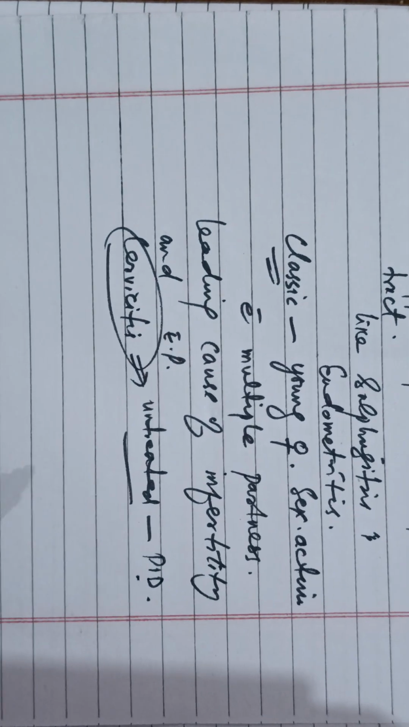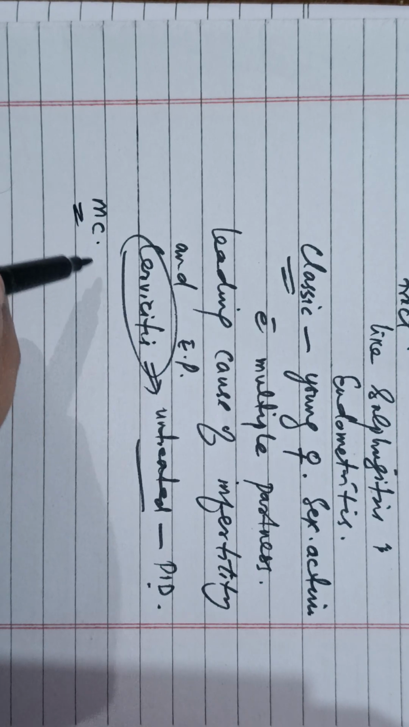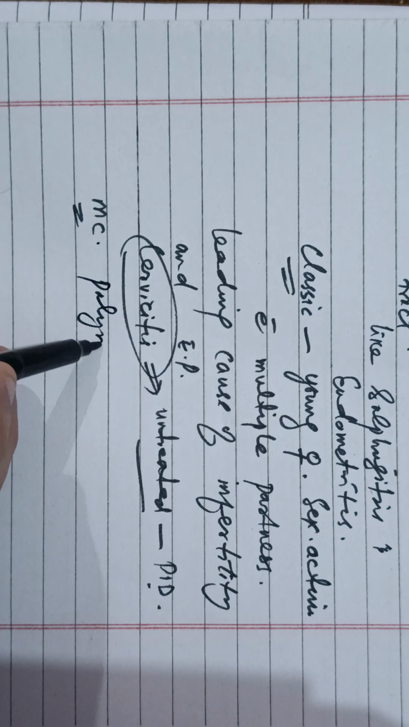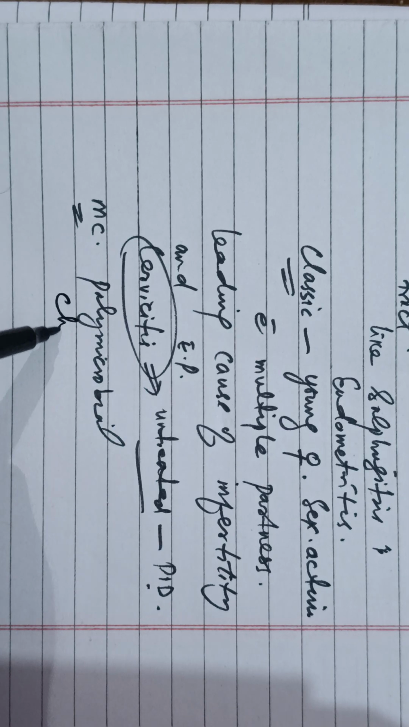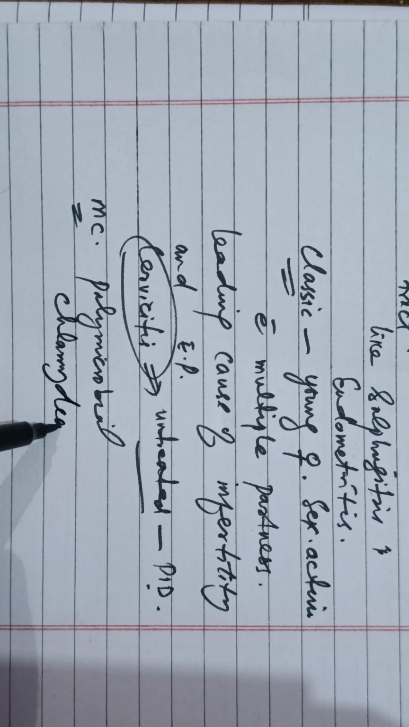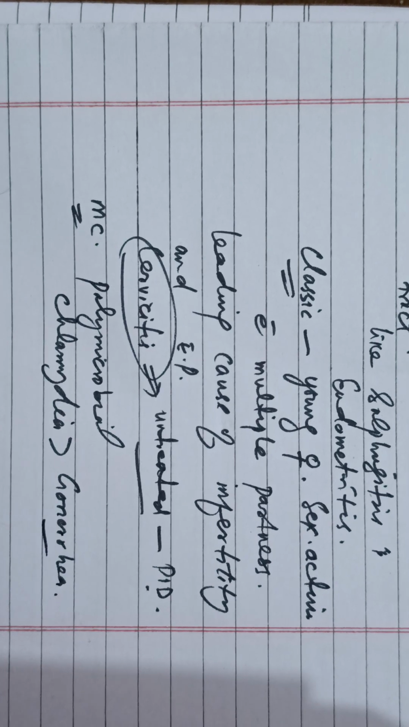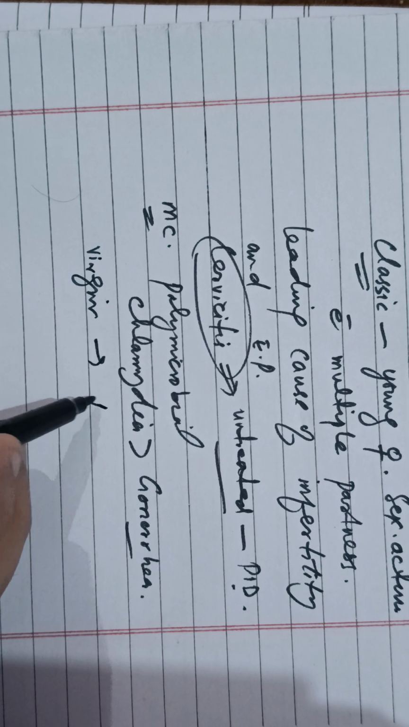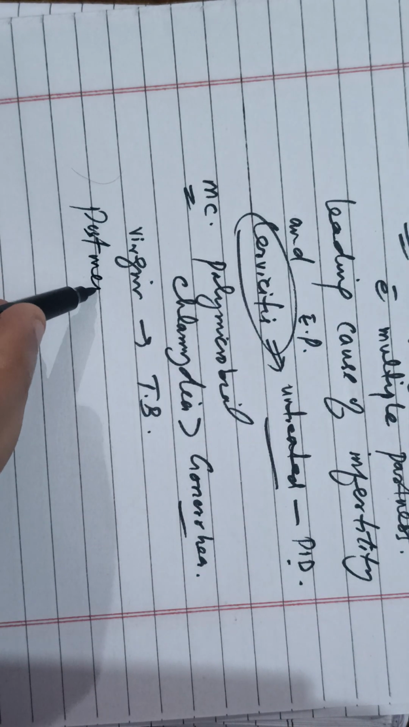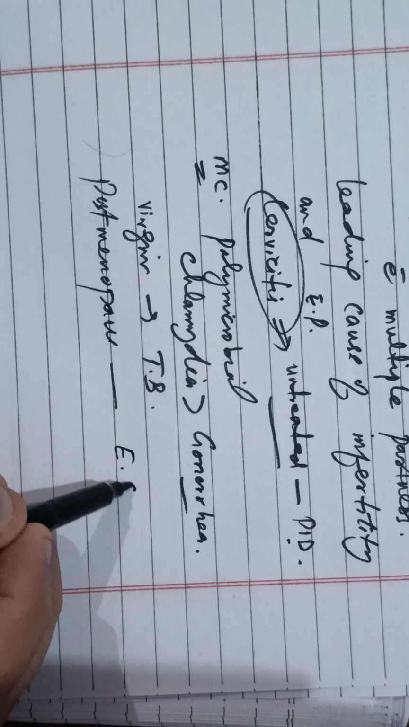Okay, the most common organism: it is usually polymicrobial, but the single most common cause is chlamydia, followed by gonorrhea in a sexually active female. While in a virgin female, the most common cause is usually TB, while in a postmenopausal female with PID, the most common pathogen is E. coli.